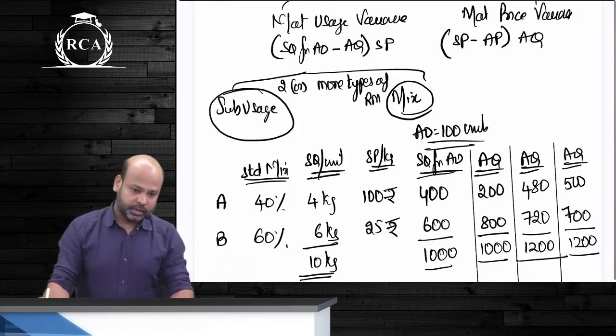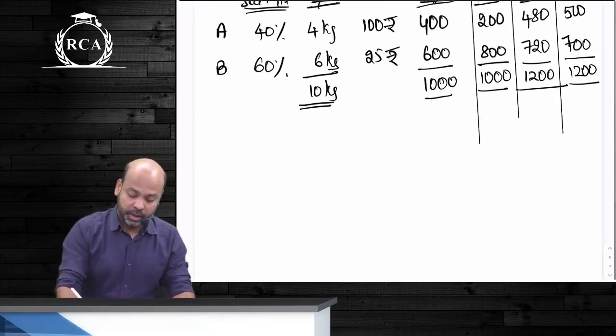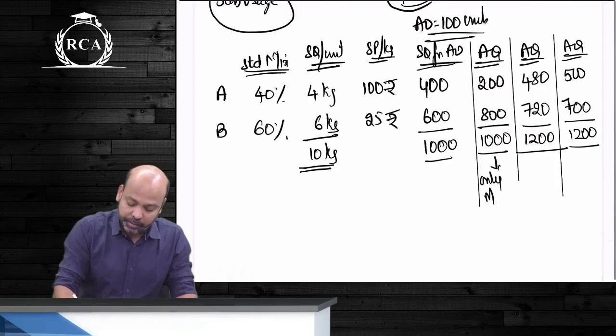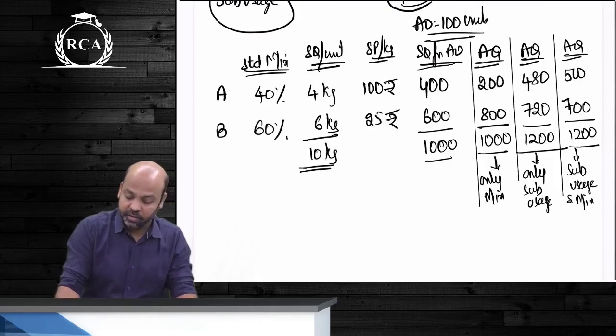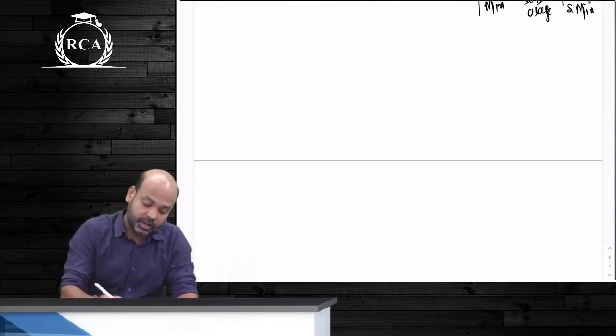Are you getting it? Sub-usage is on account of total quantity. Here, guys, in the first example that I gave you, there's only mix variance. In the second example, there's only sub-usage variance. In the third example, there is both sub-usage and mix variance. In order to compute these variances, I'll write the values again.